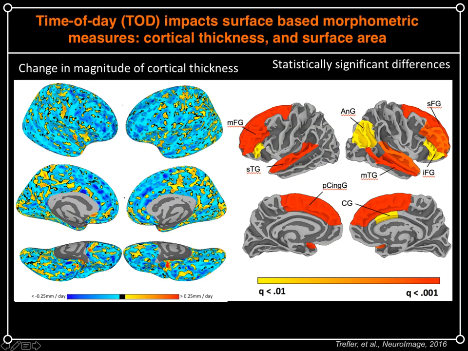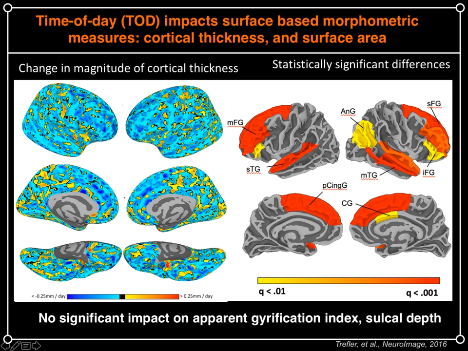What we found, however, was the most dominant effect was that just time of day, AM to PM, has an impact on surface-based measures of the brain. So in terms of cortical thickness, what I'm showing you is that there is a change in the magnitude of cortical thickness in these brain regions purely from AM to PM, even without any task. So these are regions which show statistically significant differences in cortical thickness from AM to PM.